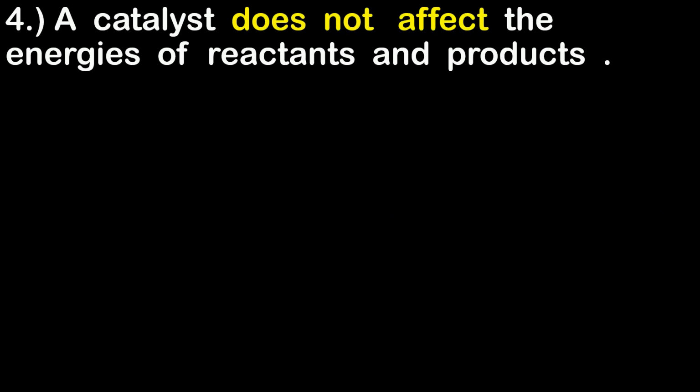Moving on with the fourth general characteristic. It tells us that a catalyst does not affect the energies of the reactants, nor is it going to affect the energies of the products, which means that it is not going to give energy to the reactant, nor is it going to take away energy from the reactant, and the same applies to the products as well.